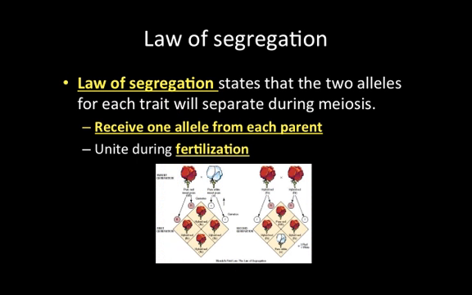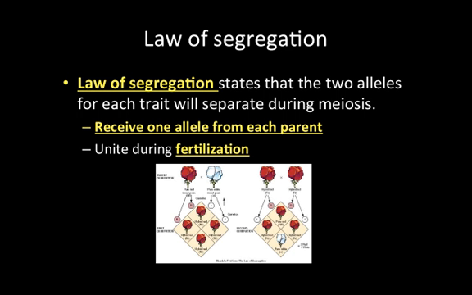A couple of laws to understand here. And then that helps us make what's called a Punnett square, and Punnett squares are going to help us analyze different genetics problems. The law of segregation states that the two alleles for each trait will separate during meiosis. We're going to receive one allele from each parent. All right, and these alleles unite during fertilization. So if you have a certain trait, you have two alleles for that. But you're only going to pass one of those alleles on to your offspring. The other allele is going to come from the other parent. After fertilization, that zygote then has two alleles.